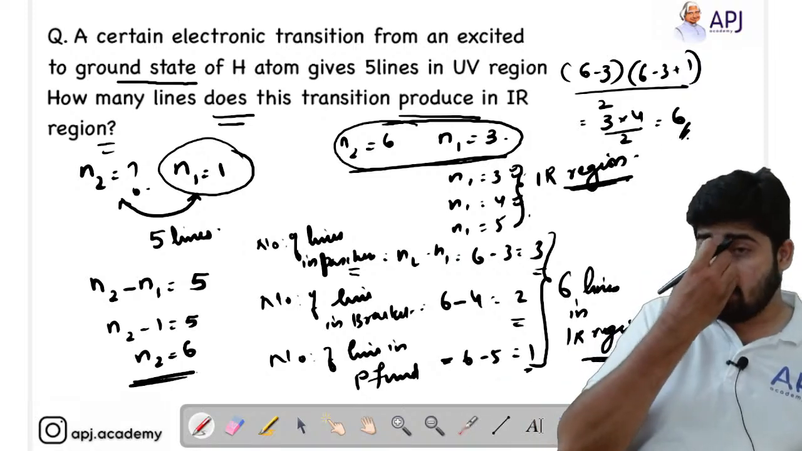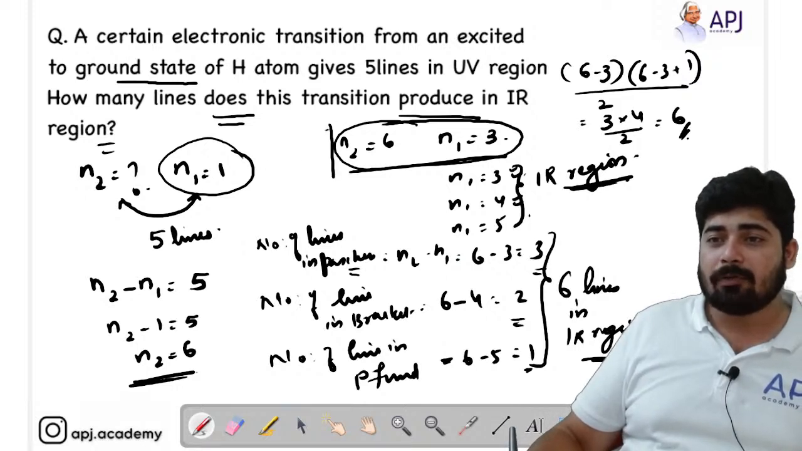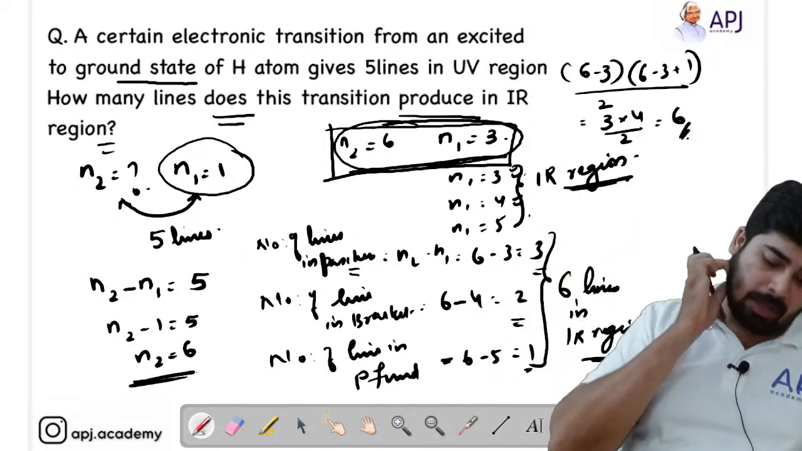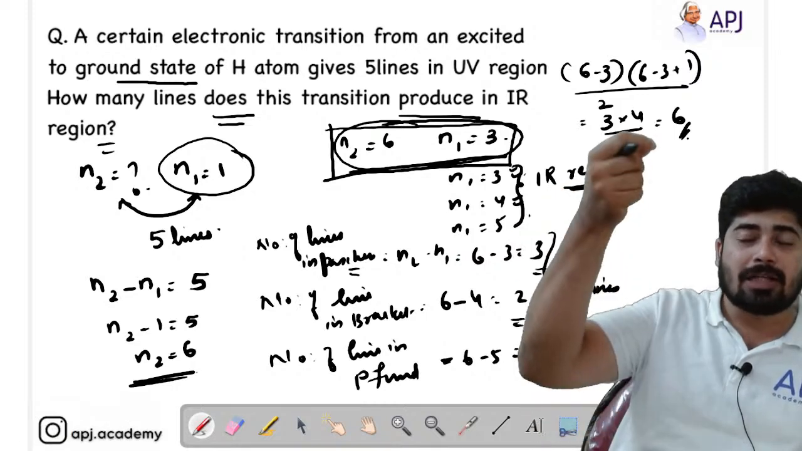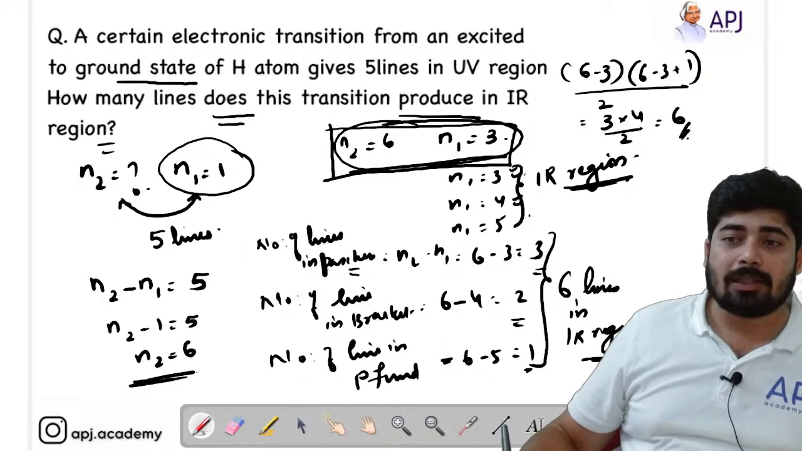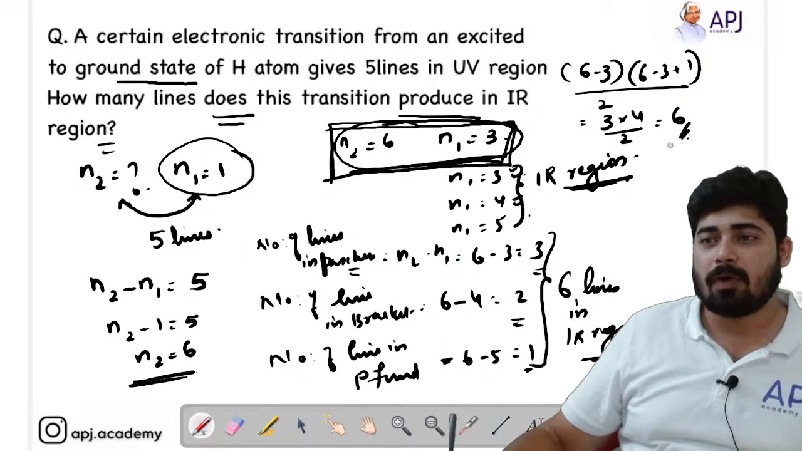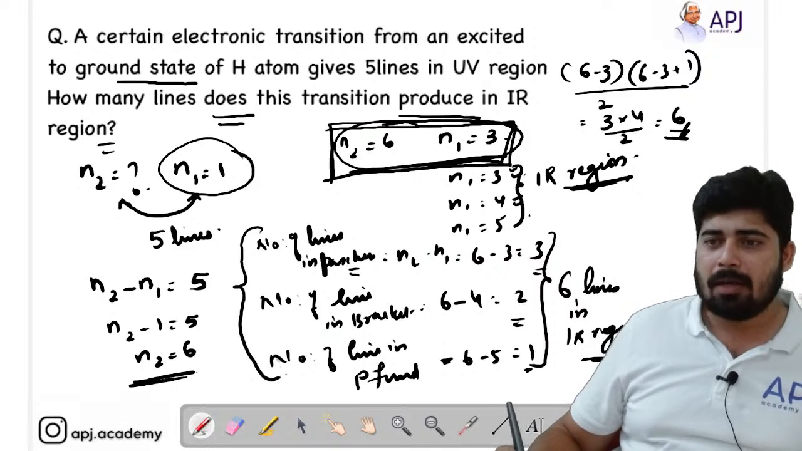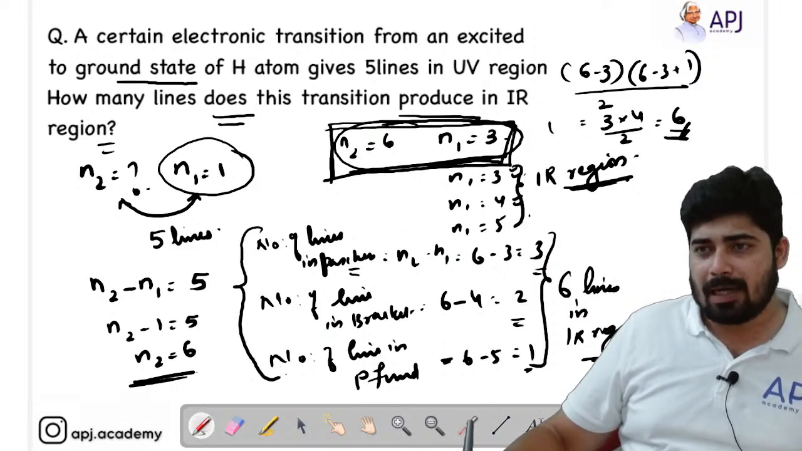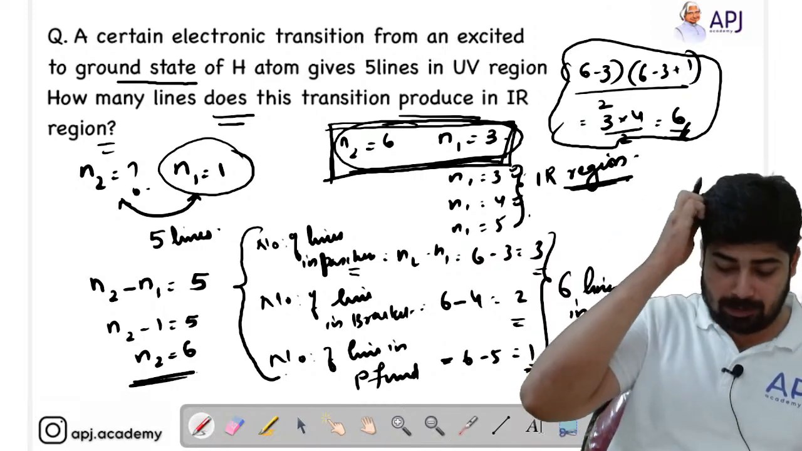So in order to find out the IR region, you just need to know the transition where you will obtain IR regions, that is from 3 to higher energy, it is IR. So now the electron is jumping from 6. In order to get the IR region, it should jump from 6 to 3. So just calculate the total number of spectral lines when it jumps from 6 to 3. You can use this formula and find the value as 6. This method may take a bit more time. So if you know the concept, then you can directly apply it and get the answer in seconds.